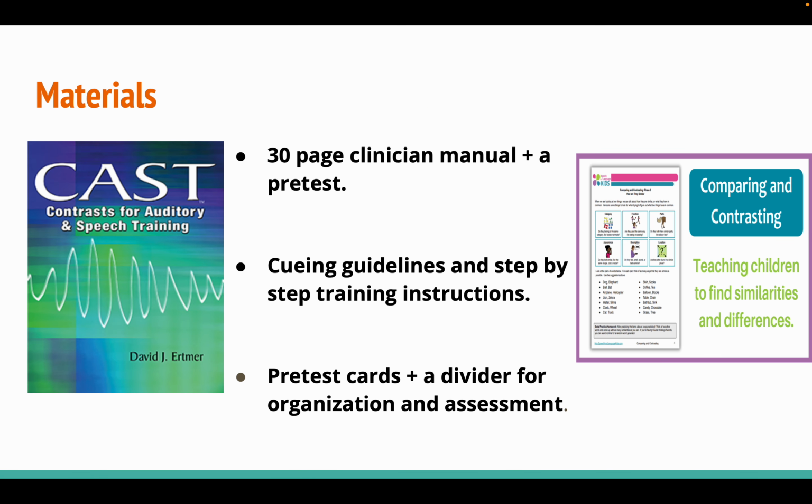The CAST kit comes with everything a clinician would need to run an effective session. It includes a 30-page manual that outlines a pretest, cueing guidelines, and step-by-step training instructions. There are also 150 double-sided picture cards featuring different auditory contrast pairs. These visuals make the activities engaging and help children connect sounds to meaningful images. The kit also comes with a divider and a pretest card to help organize materials and track progress during therapy. Overall, the structure of CAST makes it really easy to follow, even for clinicians who are new to using auditory training programs.